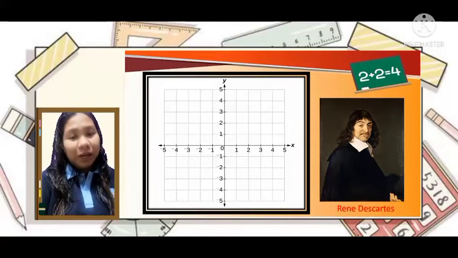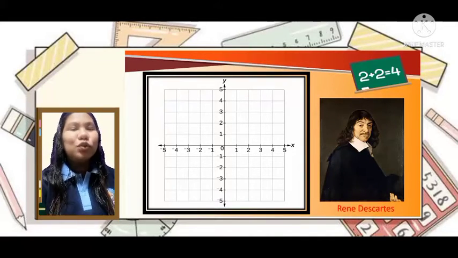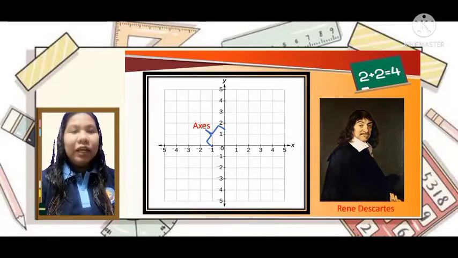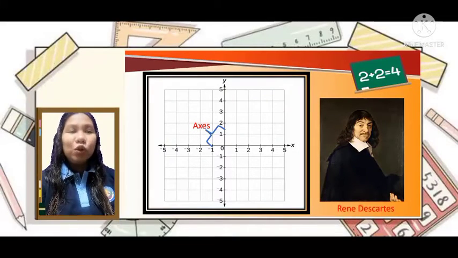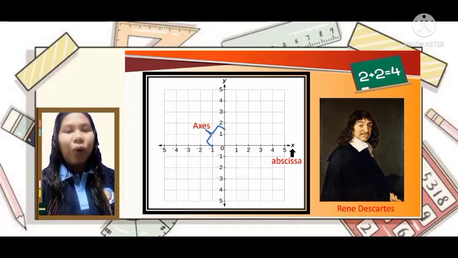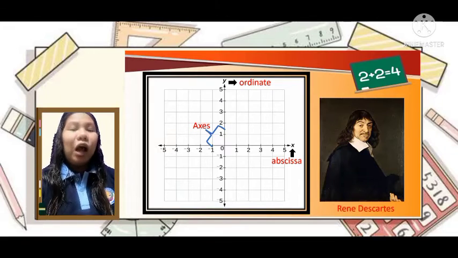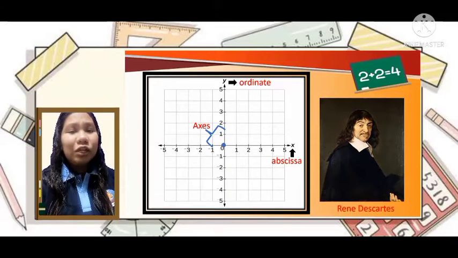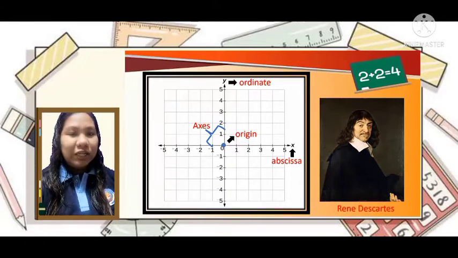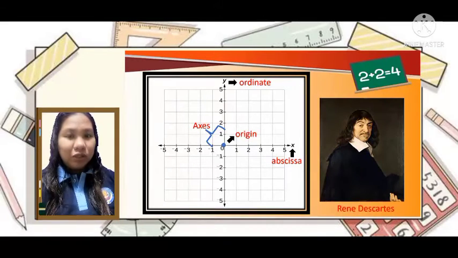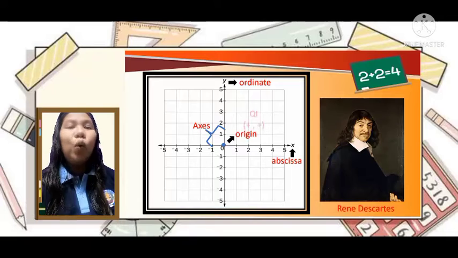Then, in a Cartesian plane, we have 2 lines that cross together, and they are known as the axes. The x-axis is known as the abscissa and the y-axis is known as the ordinates. When the 2 axes cross together, they have an intersection point, and that intersection point is known as the origin. When the 2 lines cross together, they form 4 regions, and those regions are known as the quadrants.